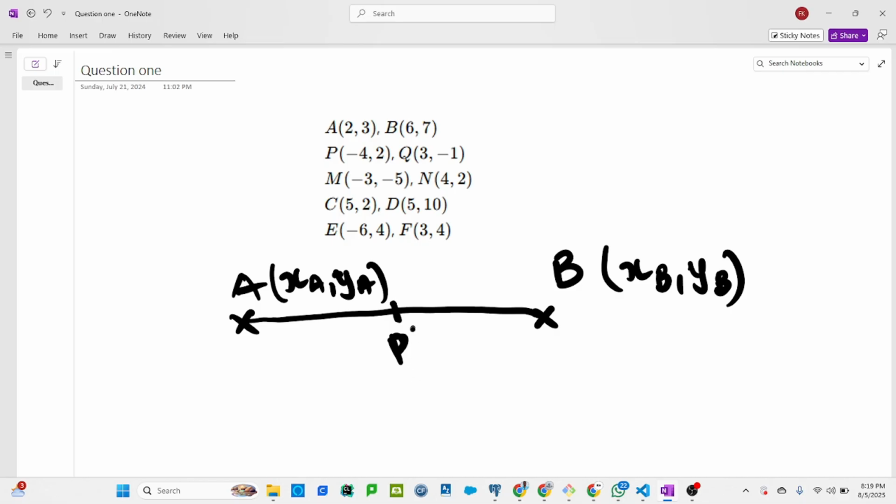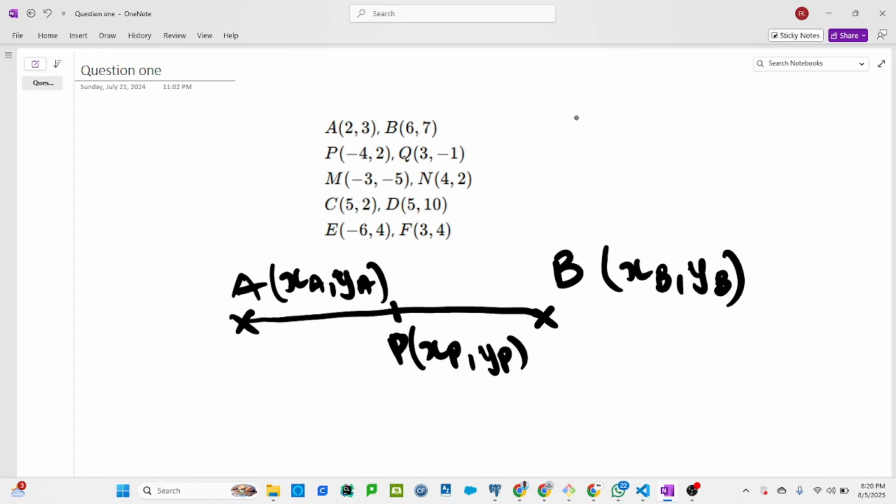How do we find the coordinates, like x of P, y of P? If you know A and B already, you want to find the point that is exactly in the middle. How do we go about that? Here we have to be very careful. Put this in mind: we are not finding the distance between them, but we are finding the midpoint.